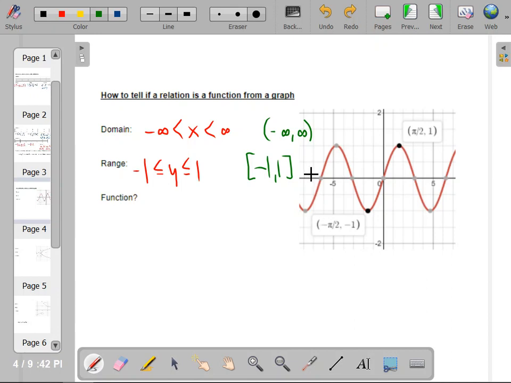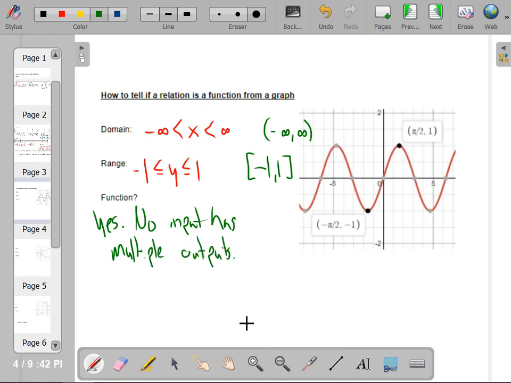Is it a function? Well, I don't see any point on top of another point. I don't see any x's repeating, so I think I'm going to say yes, this is a function. No input has multiple outputs. You always want to say very clearly what's going on here. No input has multiple outputs, so yes, this is a function.